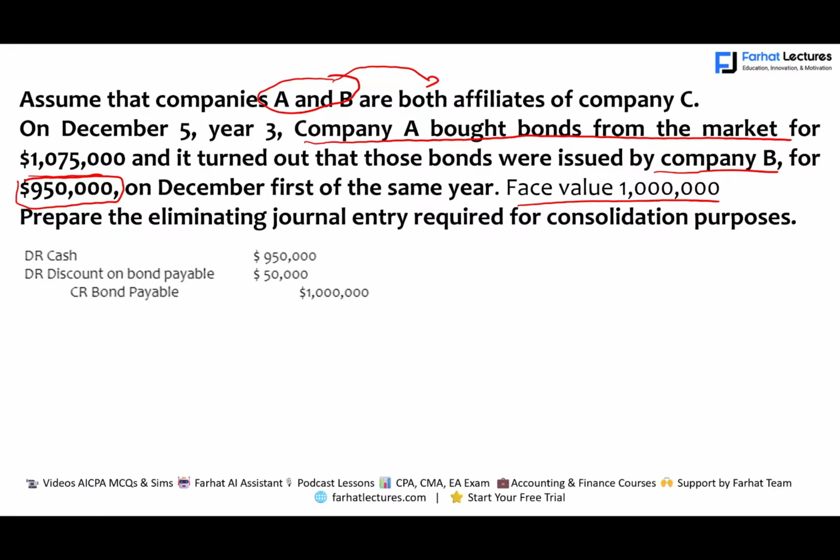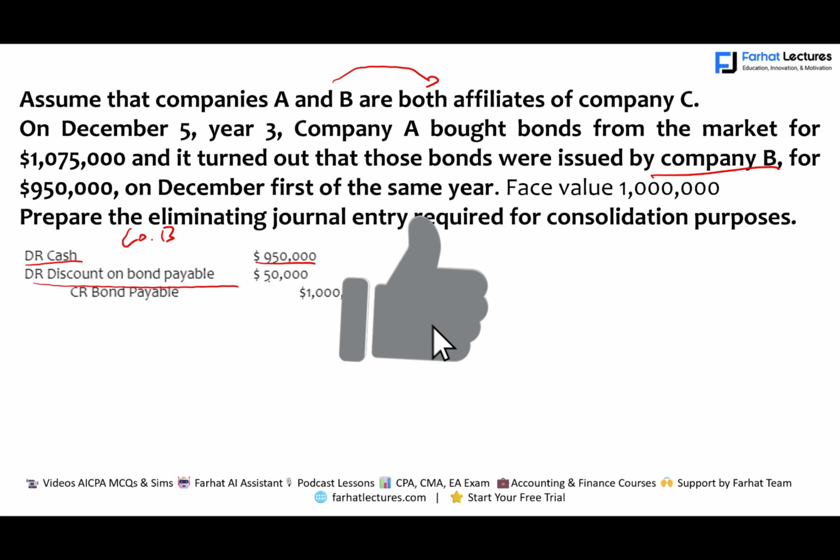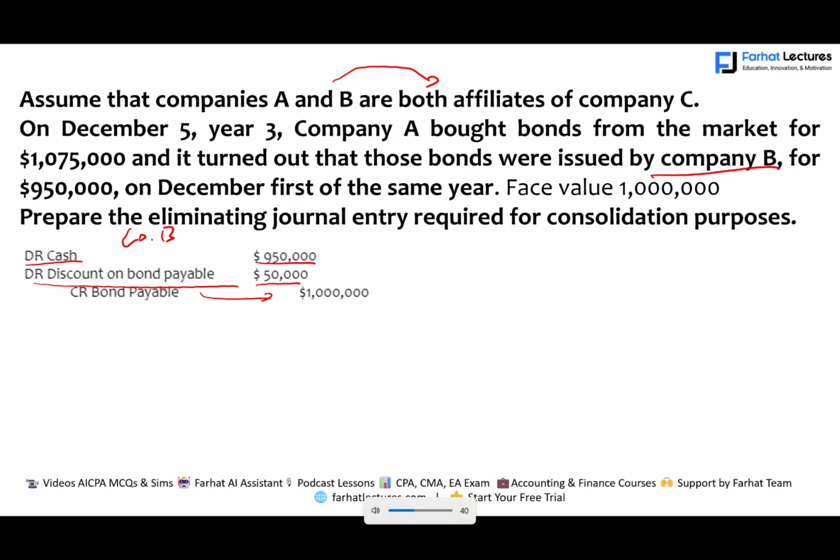When the bond was issued, who issued the bond? The bond was issued by one of the affiliates. The bond was issued by company B. So this is company B. When company B issued the bond, they received cash of $950,000, debited discount on the bond for $50,000, and the bond had a face value of $1 million. So company B happily received $950,000, and they issued this bond to a third party. We don't care who that third party is.